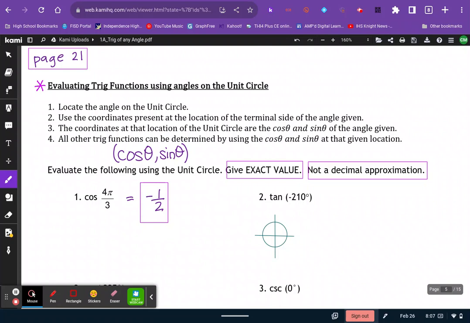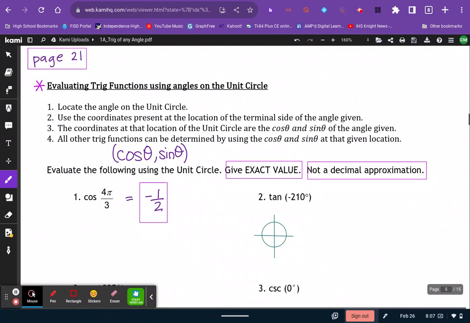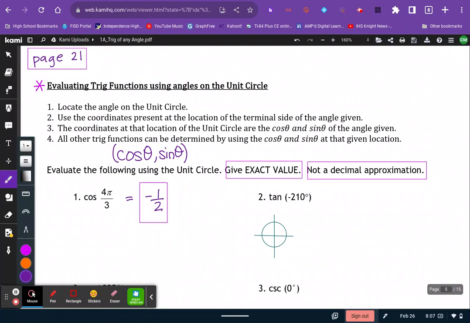Okay, sorry about that. Moving right along. Number 2, tangent of -210 degrees. When there's a negative angle, you want to locate the angle by first recognizing where the positive angle is located. So positive 210 degrees is somewhere over here. I would start at 0 and travel through the first couple of quadrants into quadrant 3 in order to get positive 210.